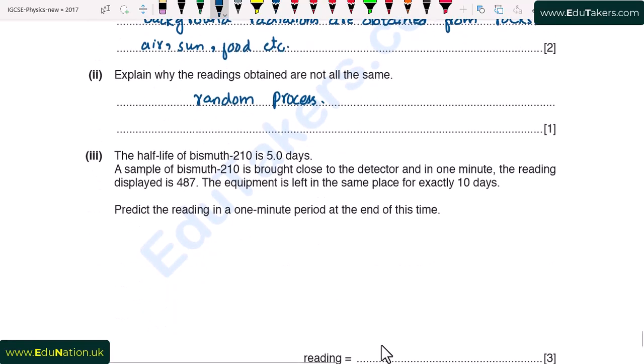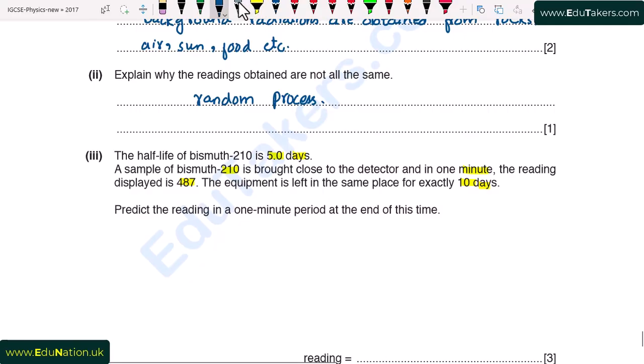Part 3. The half-life of bismuth 210 is 5.0 days. A sample of bismuth 210 is brought close to the detector and in 1 minute, the reading displayed is 487. The equipment is left in the same place for exactly 10 days. Predict the reading in 1 minute period at the end of this time.